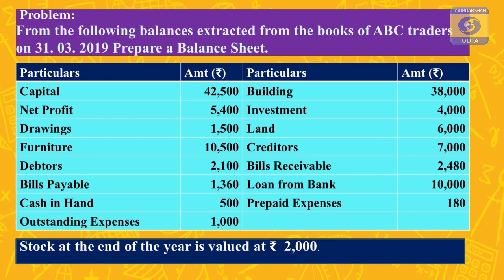Investments, again, it will show you a debit balance, so it will go on the asset side. Land, it will go again on the asset side. Creditors 7,000, it's a liability, so it will go on the liability side, it will show you a credit balance. Bills receivable, they will be taken on the asset side because bills receivable will show you a debit balance. Loan from bank, liability, so take it on the liability side. And prepaid expenses, as we have paid the expenses earlier in advance, so it will go to the asset side.